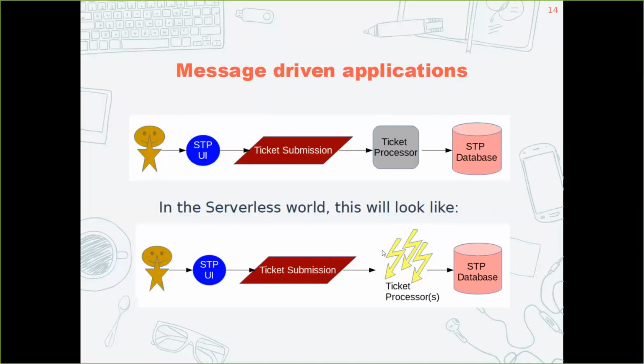Maybe that's where you'd use your event grid. As soon as a ticket comes in, it queues it up and then sends it down to a function that's ready and looking for it. And all the function does is it processes the ticket and stores it in the database. So that's a very simplistic example of a message-driven application, right?